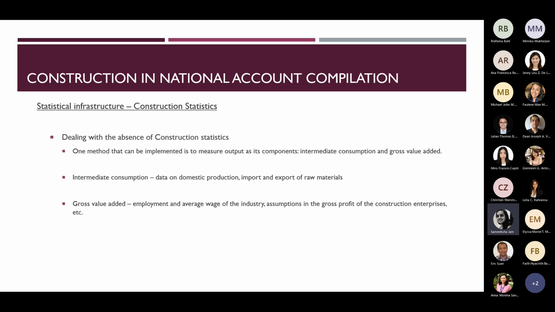But then, of course, there is always the possibility that there is a huge absence of the construction statistics, something that may be relatable to the work that we are doing in some of the Pacific countries, let's say. So in such instances, then it becomes important to get a little creative and see how the data gap can be filled. One method is to measure output as its components, which would be the intermediate consumption and gross value added, wherein intermediate consumption will basically come from the data on domestic production, import, and export of raw materials. The gross value added, however, will come from employment and average wage of the industry, assumptions in the gross profit of the construction enterprises, etc. So this is basically an overview of the construction statistics when looking at it from the SNA compilation perspective.